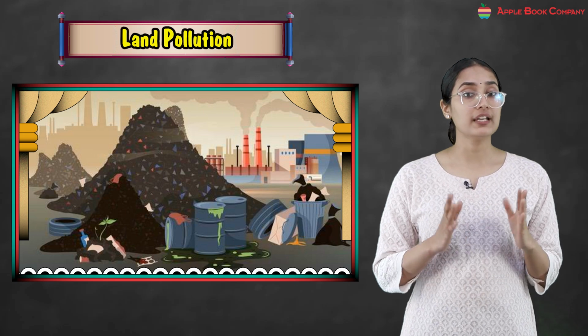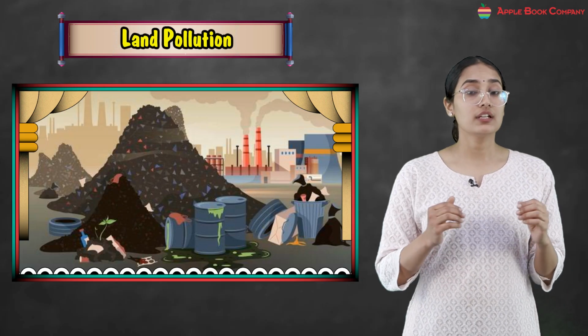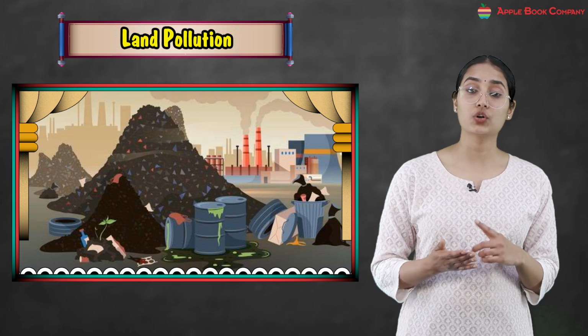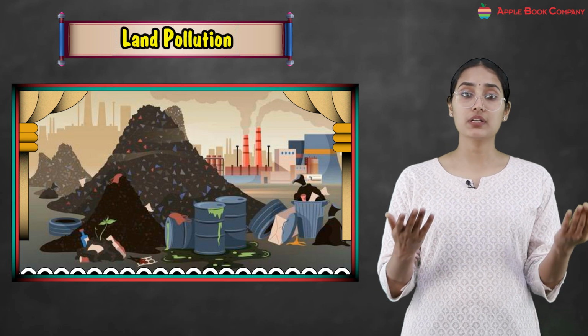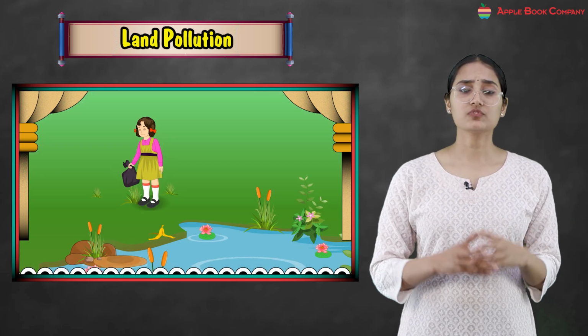Now if we talk about land pollution. Land pollution happens when people throw garbage and harmful chemicals on the ground, making the land dirty and unhealthy, right? The land includes the soil, majorly the soil and the rocks. And when we human beings throw chemicals and garbage on this, it causes the land to pollute.